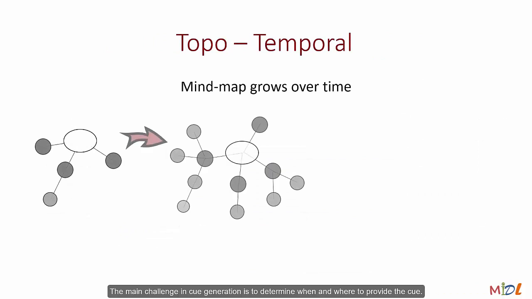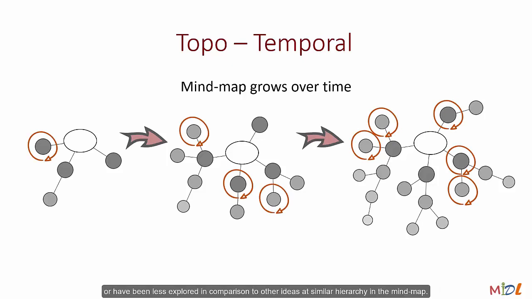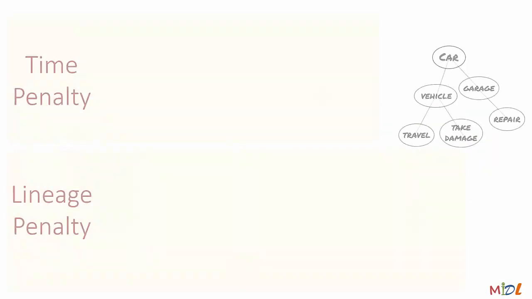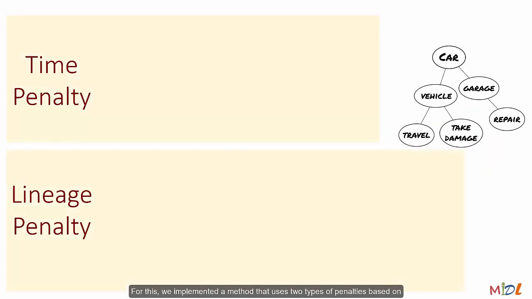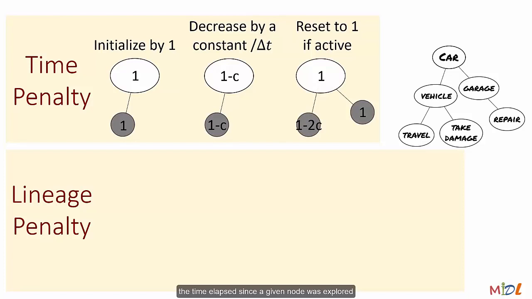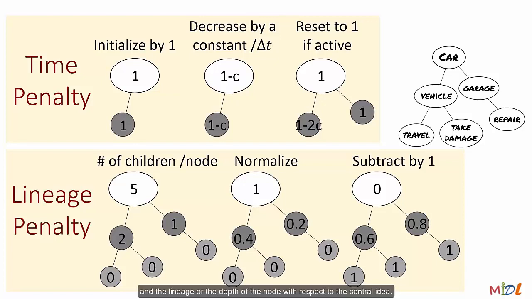The main challenge in cue generation is to determine when and where to provide the cue. The idea is to generate cues at nodes that have either missed the user's attention for a long time or have been less explored in comparison to other ideas at similar hierarchy in the mind map. For this, we implemented a method that uses 2 types of penalties based on the time elapsed since a given node was explored and the lineage or the depth of the node with respect to the central idea.